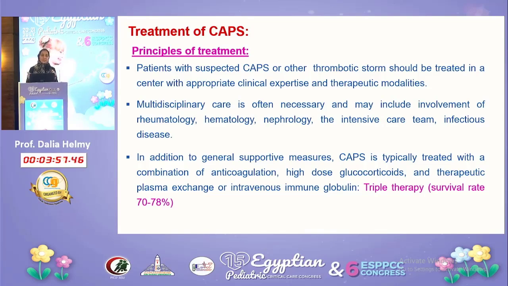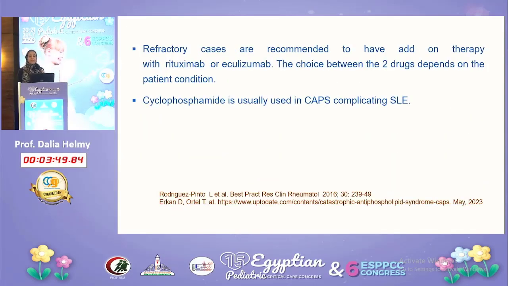And unfortunately, the index patient did not have the time to receive this treatment altogether. Refractory cases are recommended to have add-on therapy, mostly with rituximab or eculizumab, which is a monoclonal antibody against the C5 complement component. And the choice between the two drugs depends on the patient's condition. If there is more hematological and less severe kidney involvement, it goes for rituximab. And if there is more renal involvement, it goes for eculizumab. Cyclophosphamide is usually used in CAPS complicating SLE.